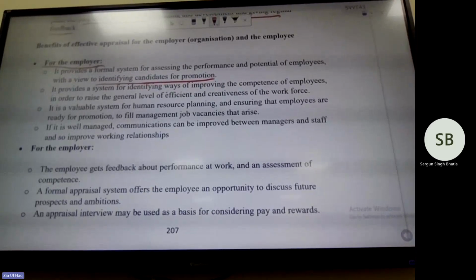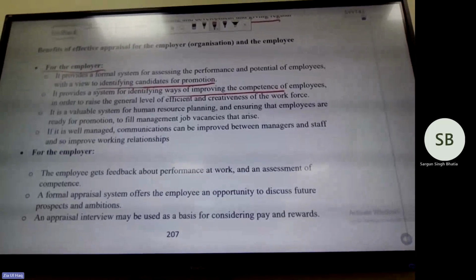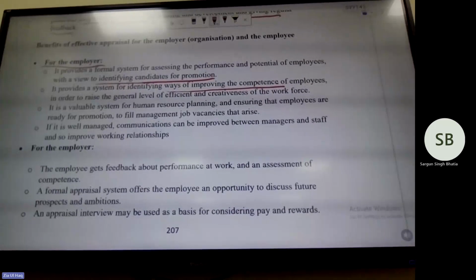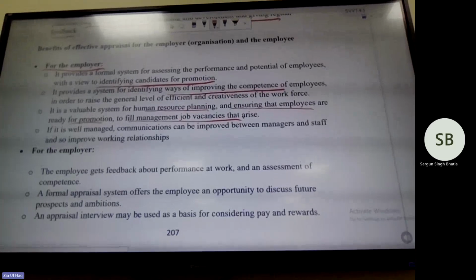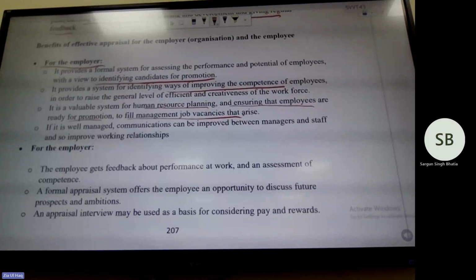It provides a system for identifying ways of improving the competence of employees. We'll highlight problem areas. The employee will speak his problem. So management can decide whether we need to improve his competence through training or not. It is a valuable system for human resource planning and ensuring that employees are ready for promotion, filling management job vacancies that arise. It can help the HR department decide whether they can appoint a person from outside the organization or an existing employee can be promoted or moved towards a new vacant job.